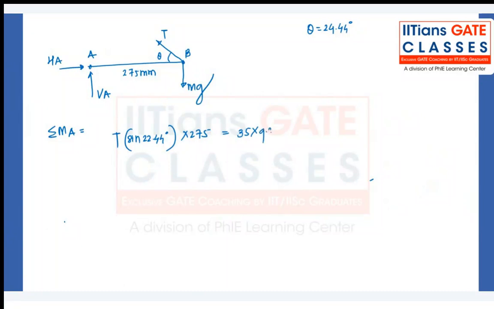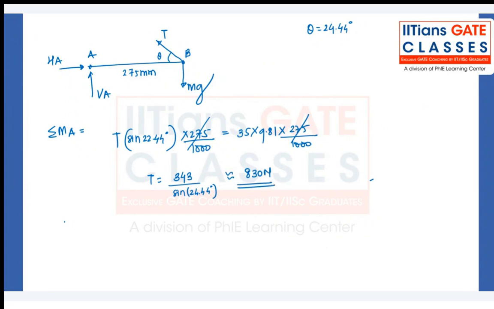35 into 9.81 into 275. So this 275, it cancels out. Okay, maybe by 1000 you can say in terms of meters. But yeah, it gets cancelled, and tension is what you will get. If you multiply 35 with 9.81 and divide again with sine of 24.44, it is approximately 830 Newton.